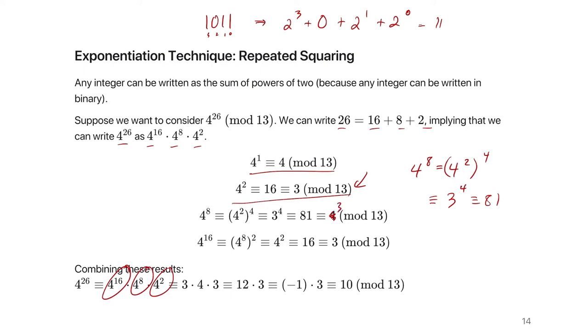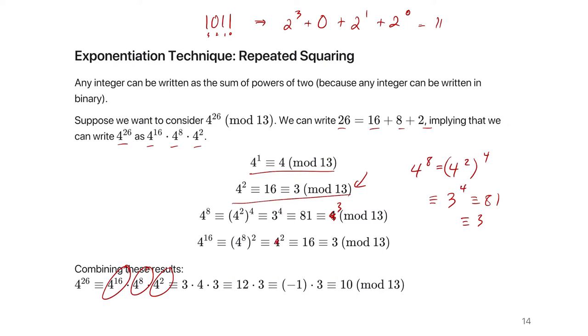Okay? Because 81, it's a relatively small number. It's nothing crazy like 4 to the 8, right? We didn't have to deal with numbers bigger than 100. We have 81, and I can easily reduce that to be 3 in mod 13. Is that clear? Because I know 13 times 6 is 78. This is 3 greater than that. Okay? And so I can make these little simplifications as I go so that I don't need to compute something of the size 4 to the 26.